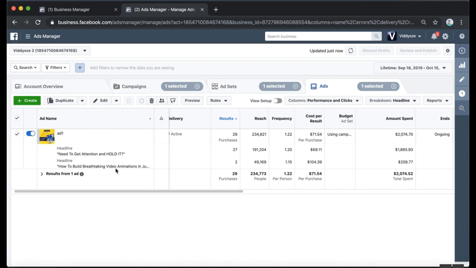Well, definitely I'm going to get rid of this headline, and I'm going to come up with something probably very similar to this one, so I can have other options for my scaling campaign. But this is the way you would make your decisions. Okay, these are the numbers.